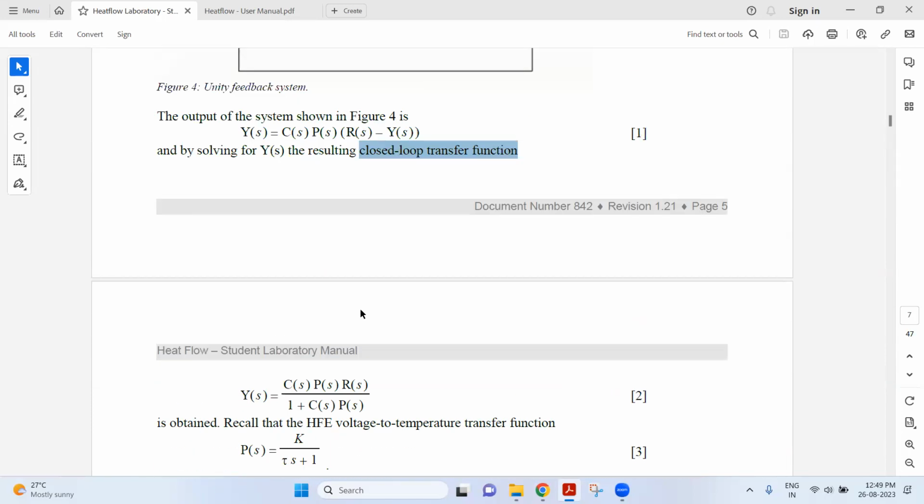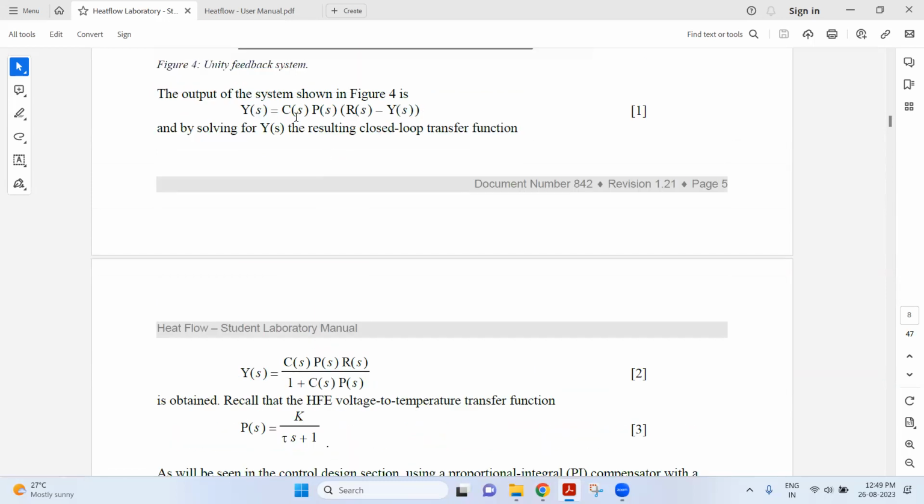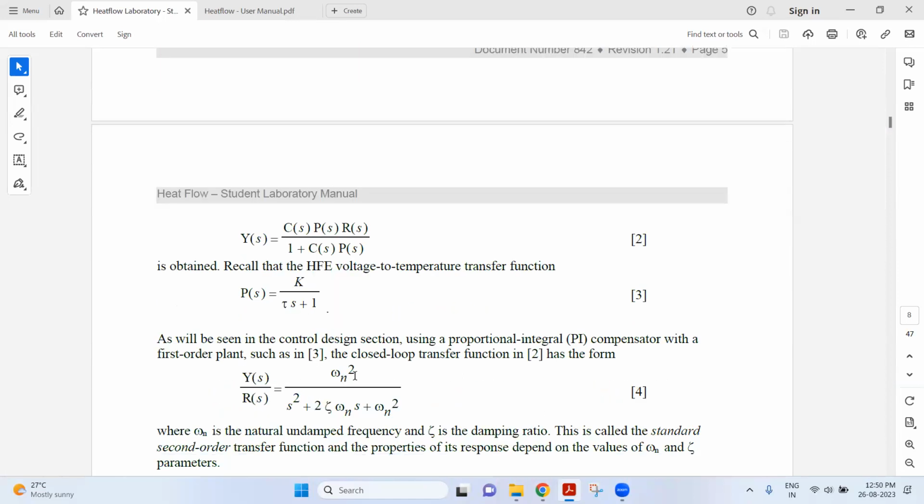Now they have just taken Y(s), which was there, and put it down here as a mathematical step. C(s)P(s)R(s) was there, and they put Y. When this Y goes here, it became 1 plus this one. They just moved things around, and if you multiply it down here, it will come to the same one. Finally they got this.